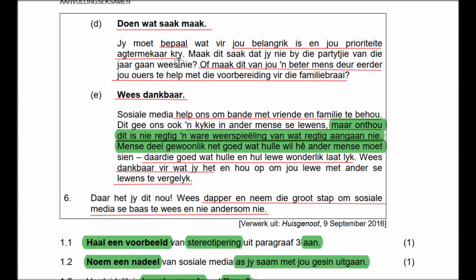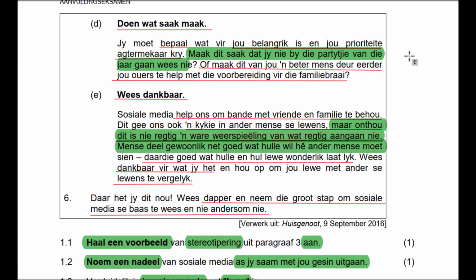Hierso waar dit sê, maak dit saak dat jy nie by die partytjie van die jaar gaan wees nie. So here where it's saying, does it really matter that you won't be at the party of the year? I can definitely see peer pressure happening there, because your friends will be saying to you that you have to come, that you have to sneak out of the house. So there's all sorts of peer pressure that can take place.